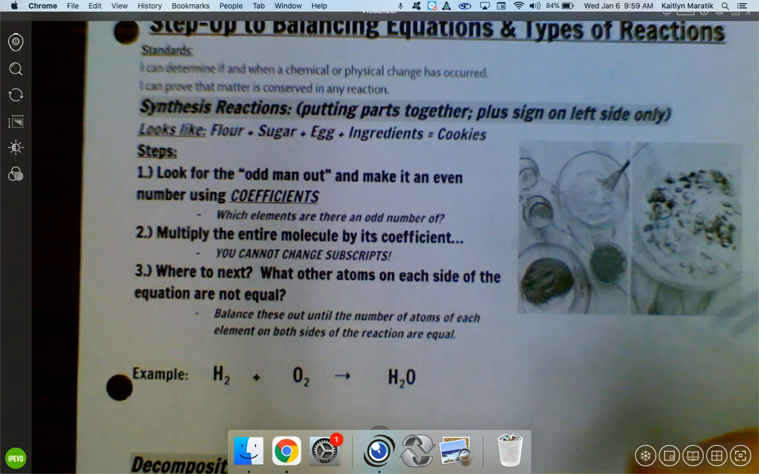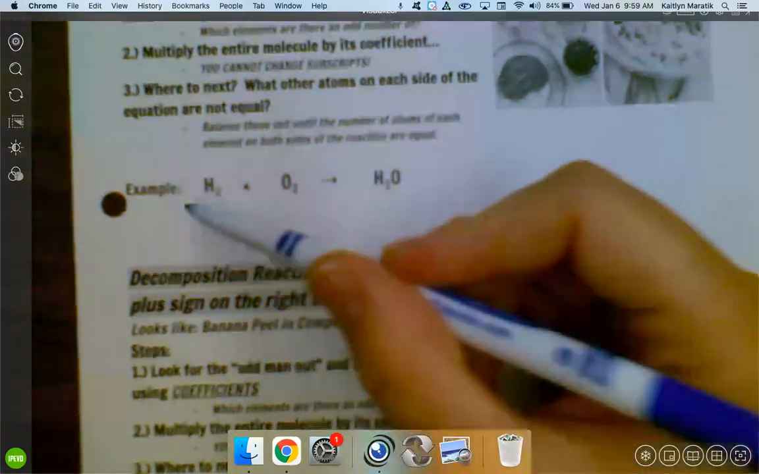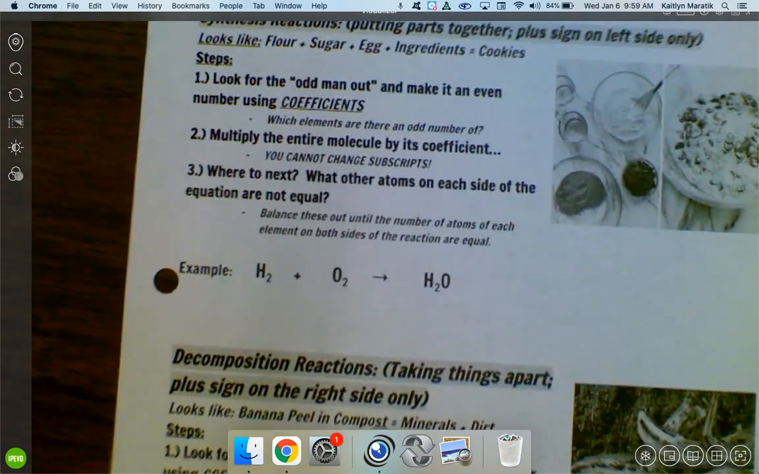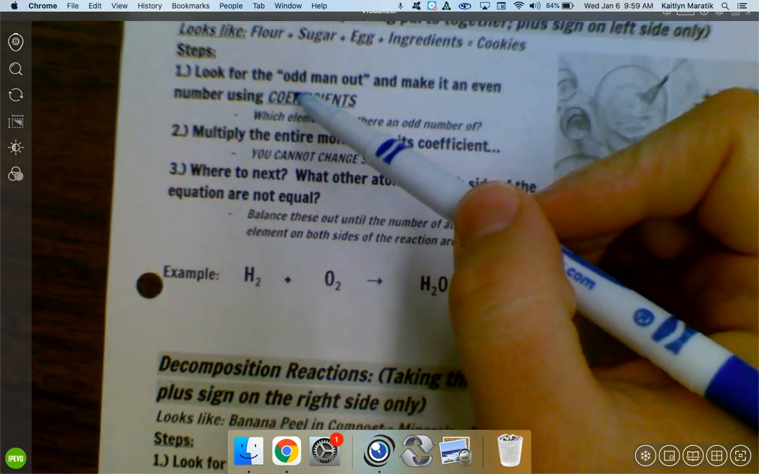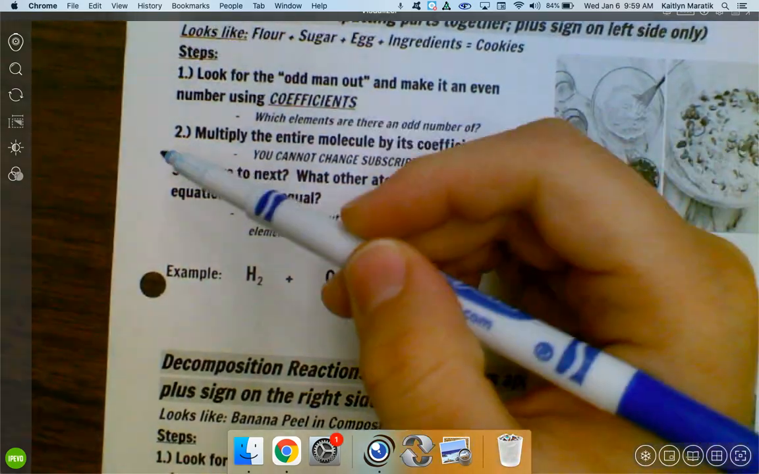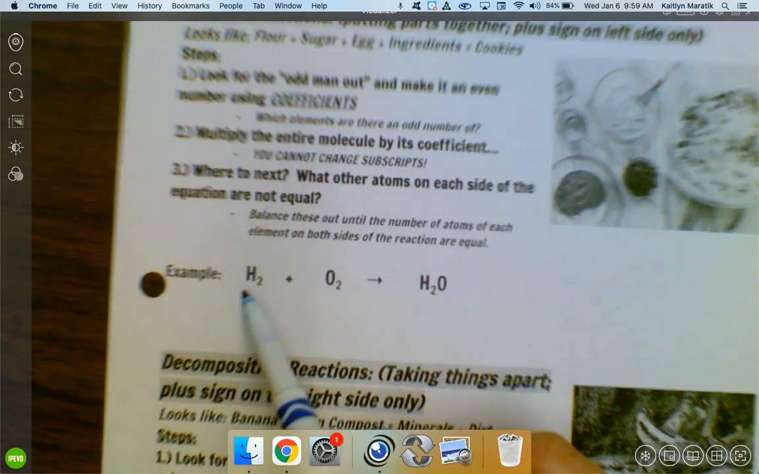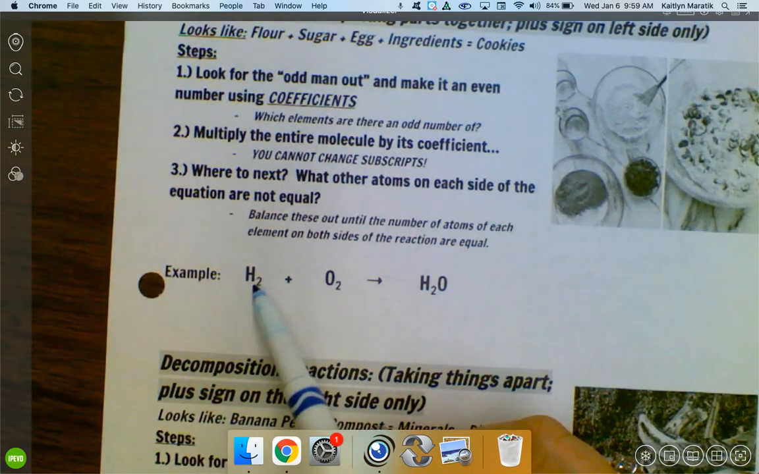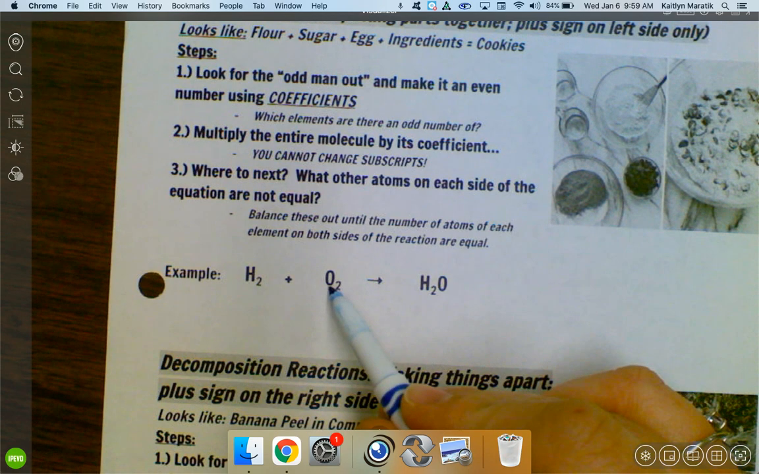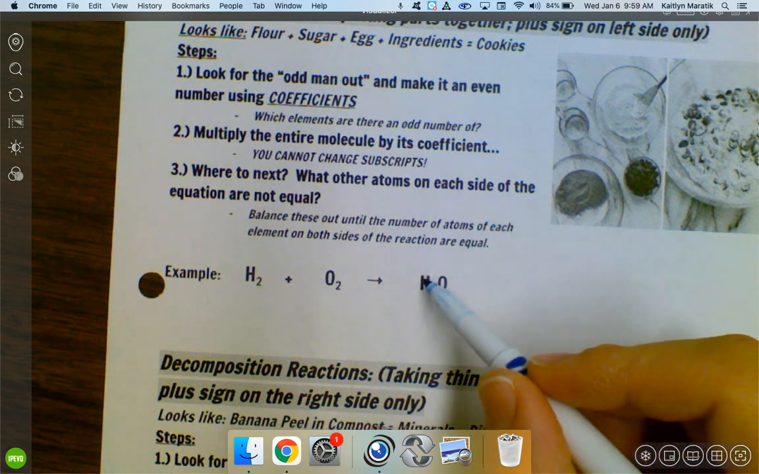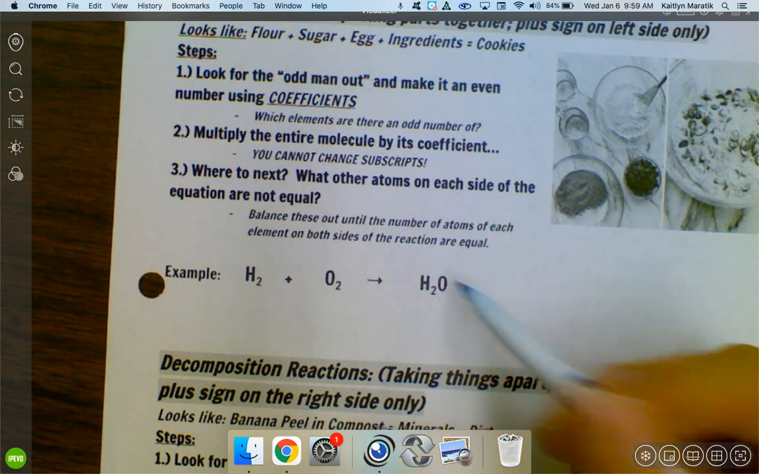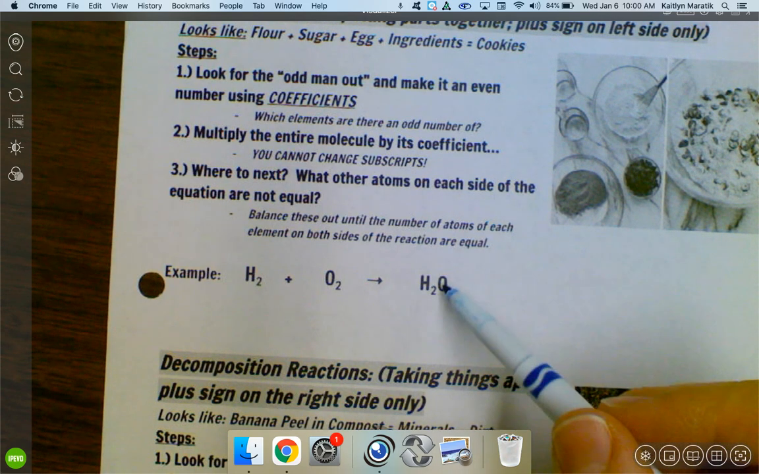So our synthesis reaction, we have one here. We have 2 things becoming one. So our steps. First thing we need to do is look for our odd man out and make it an even number using coefficients. So if I look here, what that means is I have 2 hydrogen atoms. I have 2 oxygen atoms. Over here, I have 2 hydrogen, but only 1 oxygen. That's my odd man out.